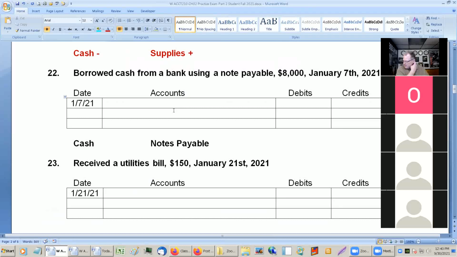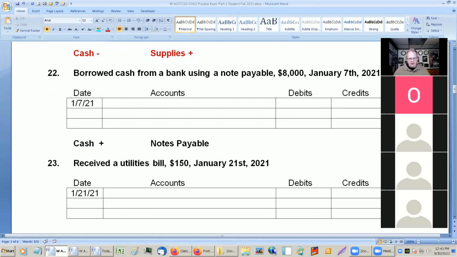A note payable, say just a note in general. A note is a document. It's like a post-dated check. It's like we'll pay you $8,000 in 90 days or whatever it is. So it's actually like a contract thing. Okay, is our cash going up or down? Going up. Good.